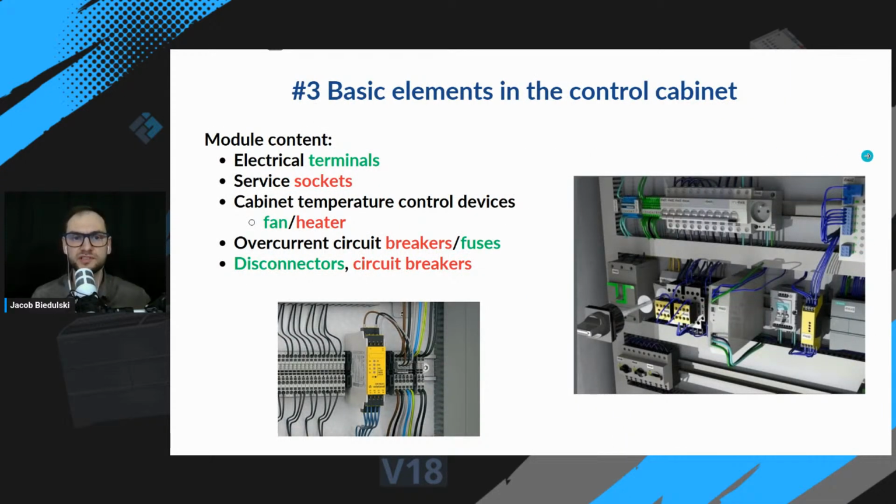The next module covers the basic elements in the control cabinet, which are electrical terminal blocks, service sockets, cabinet temperature control devices like fans, heaters, overcurrent circuit breakers and fuses, and disconnectors and circuit breakers.